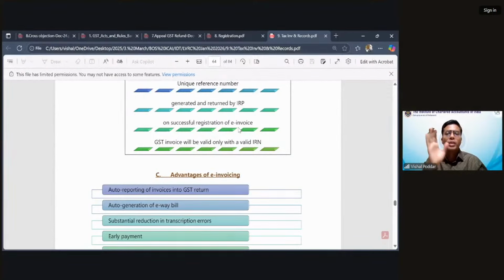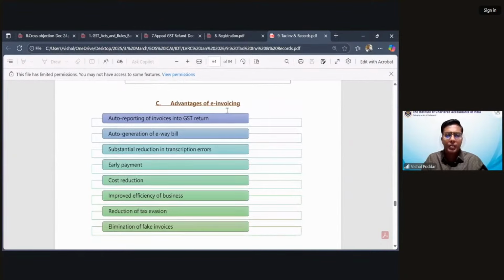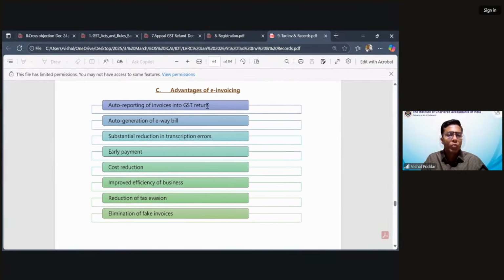That is, e-invoicing has been done. A GST invoice will be considered valid only after doing the e-invoicing procedure, if e-invoicing is applicable. Now, what are the benefits of doing e-invoice? Auto reporting of invoice in the GST returns. If you are doing e-invoice, then you need not fill in GSTR-1, that will be auto filled.